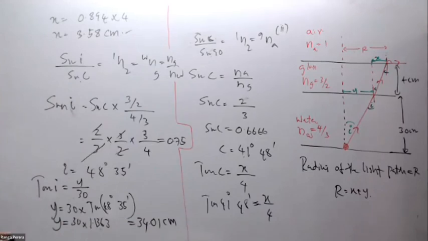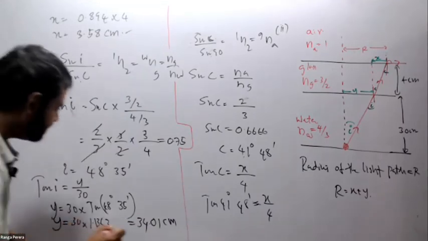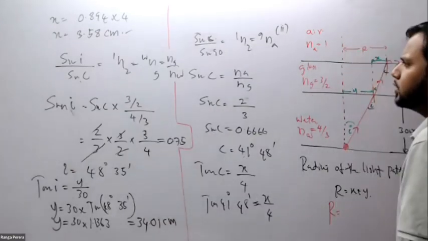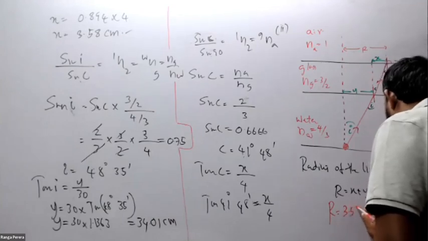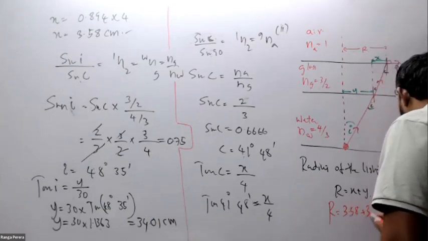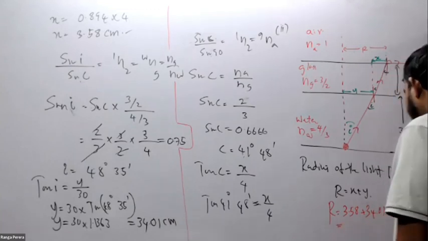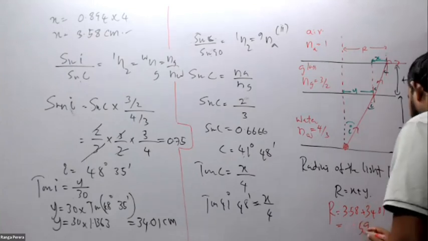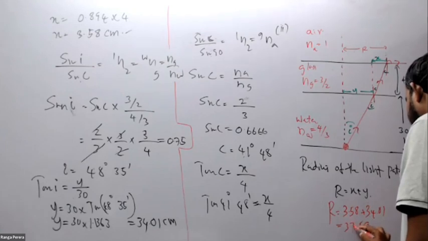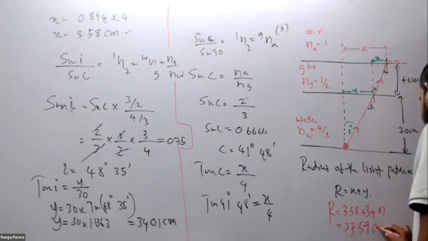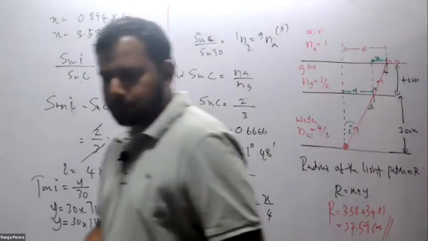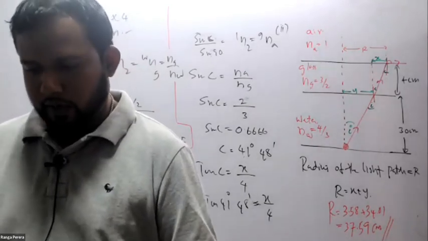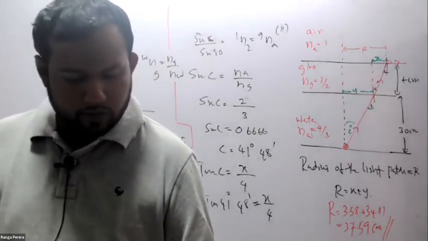Now we can find the radius. R equals X, 3.58, plus Y, 34.01, which is 37.59 centimeter. Approximately 37.6 centimeter. That is the radius of the circular patch.